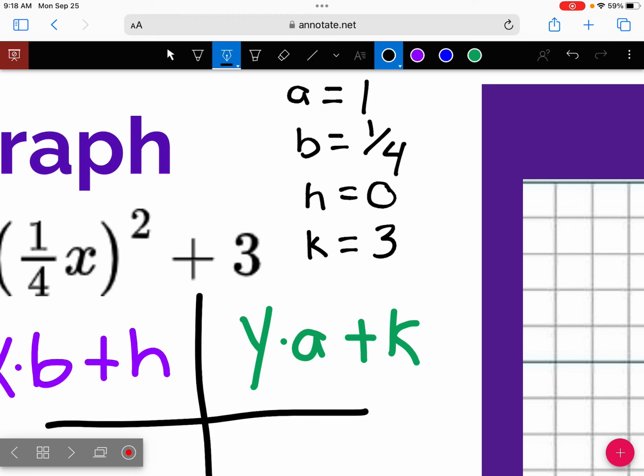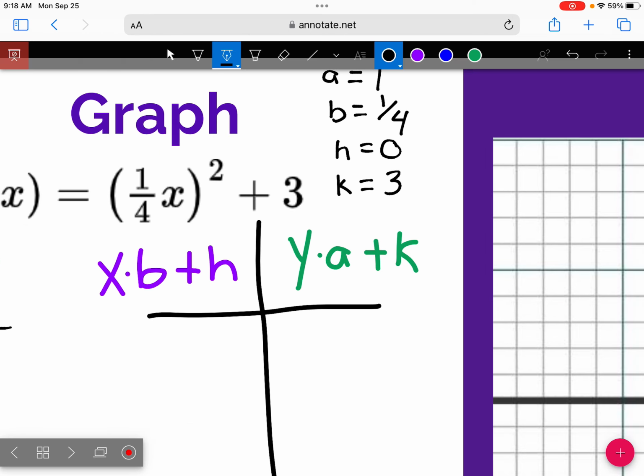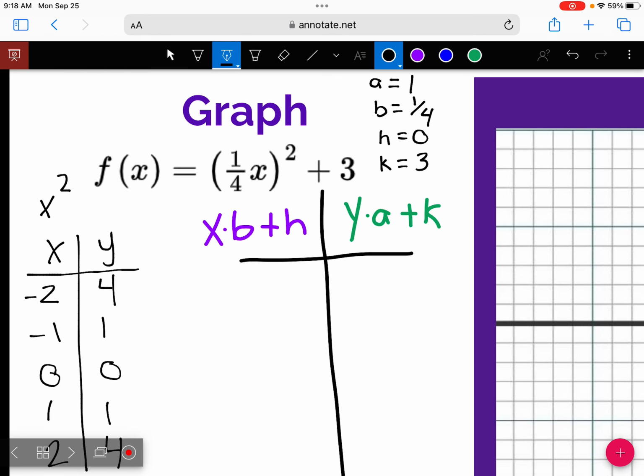I recommend writing them all out. It's way easier to think them all at the same time than to try and figure it out in the midst of your table. So this is going to have a different kind of transformation. This has a horizontal compression. And we'll see what that looks like here in just a second.